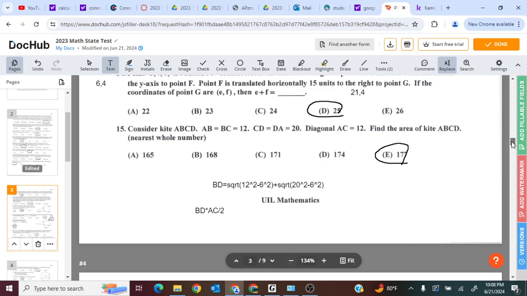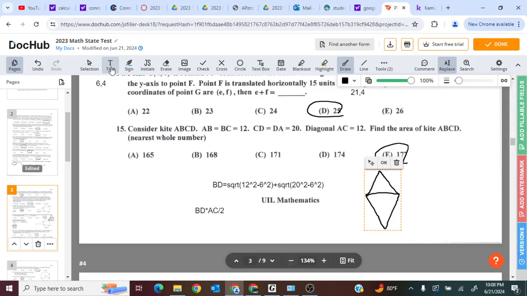Consider this kite, ABCD. AB is equal to BC is equal to 12, and CD is equal to DA is equal to 20, and diagonal AC is 12. Find the area of the kite. Okay, basically what's going on is this side is 12, this side is 12, and this diagonal is 12. We need to figure out this other diagonal here.